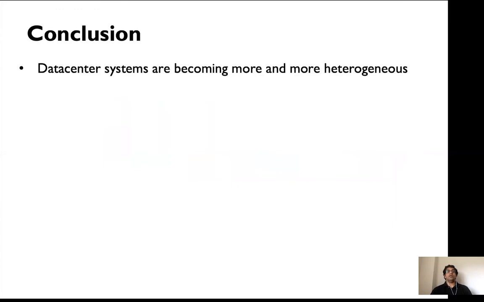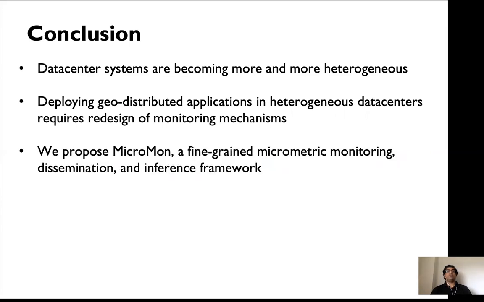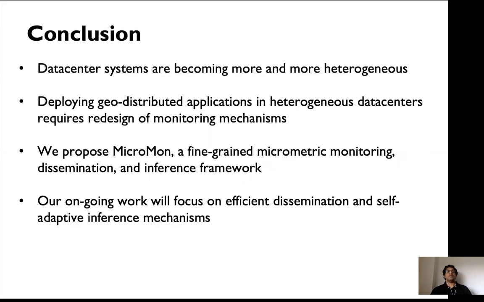To conclude, data center systems are becoming more and more heterogeneous. Deploying geo-distributed applications in heterogeneous data centers requires a redesign of monitoring mechanisms. We propose MicroMon, a fine-grained micrometric monitoring, dissemination, and inference framework. Our ongoing work will focus on how to efficiently disseminate and provide self-adaptive inference mechanisms.